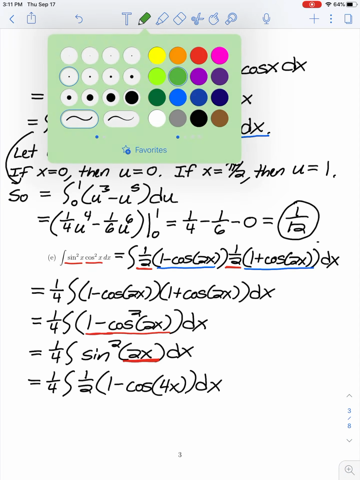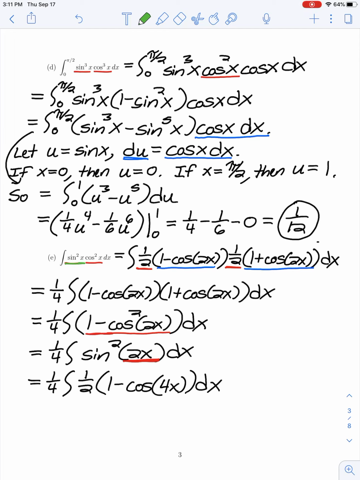So recall, like in the first part of this problem, we had rewritten sine squared of x as half of 1 minus cosine of twice that angle. So I took the argument of sine squared, I multiplied by 2. I'm doing the same thing here, but I now have sine squared of 2 times x. So that's equal to half of 1 minus cosine of 2 times 2x, which is where that 4x comes from.